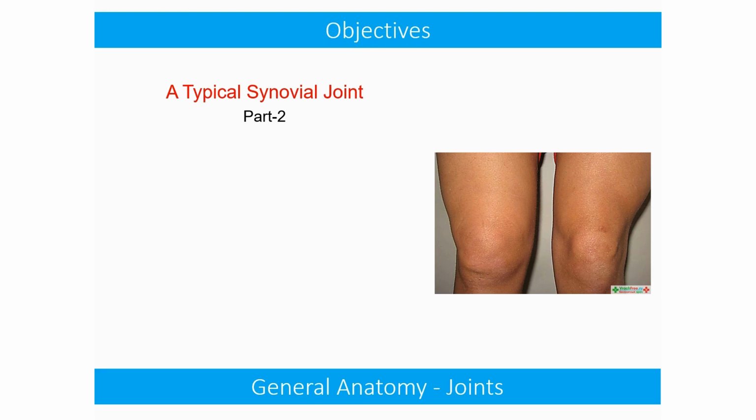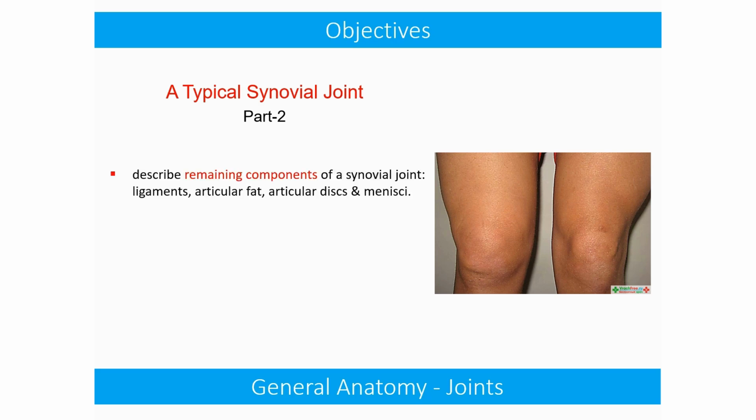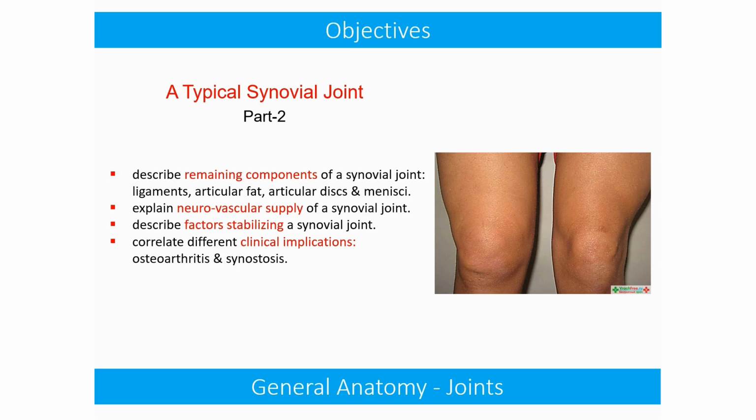Today we are going to start part 2 of a typical synovial joint. At the end of this session, the participant should be able to describe the remaining components of a synovial joint, that is ligaments, articular fat, articular disc and menisci. Explain the neurovascular supply of a synovial joint. Describe the factors stabilizing a synovial joint and correlate different clinical implications such as osteoarthritis and synostosis.